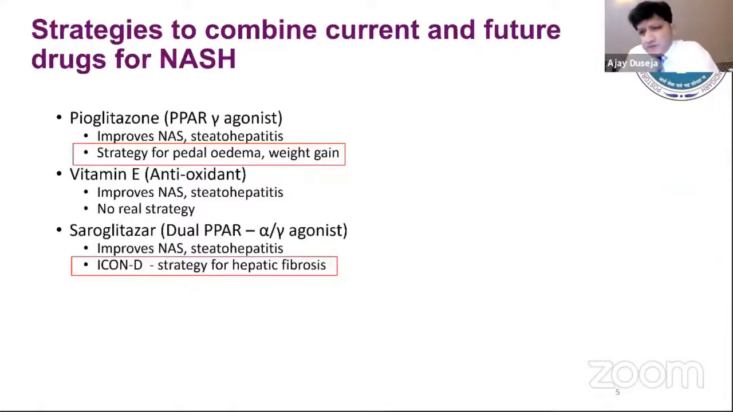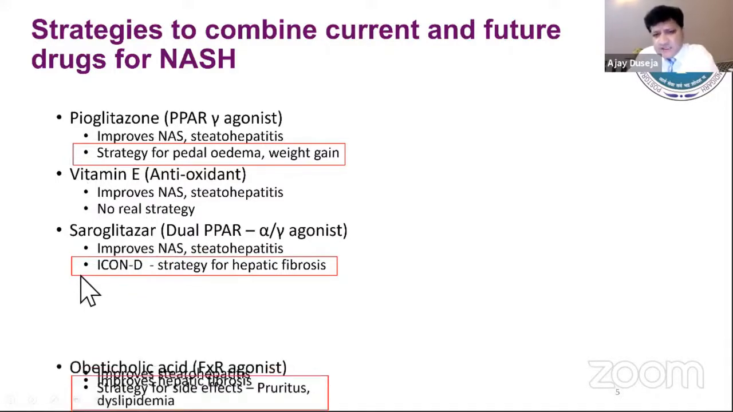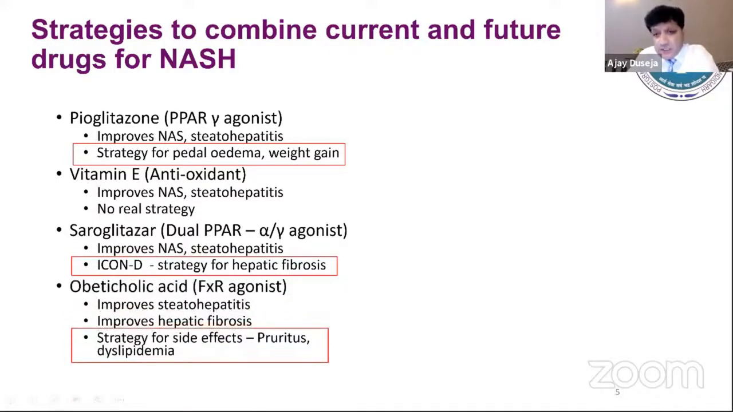We also know that till date, except the drug saroglitazar, which has been approved by DCGI in India, there are no other drugs approved by any regulatory agency, be it FDA or EMA. But the current drugs usually recommended by most of the societies are pioglitazone, vitamin E, and, as I said, saroglitazar. And the other drug which looks to be in the pipeline is obeticholic acid.